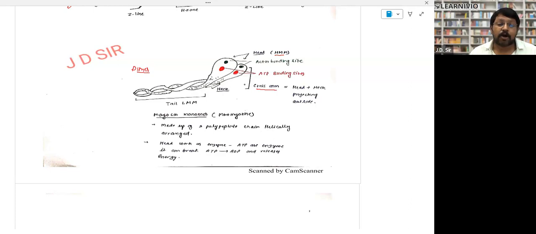This head part is called HMM because it is made up of heavy protein. The full form is heavy meromyosin. There is an actin binding site where actin will bind, and an ATP binding site where ATP will bind. One more thing: the ATP binding site has an enzyme called ATPase, which will break down the ATP. This ATPase enzyme is present at the ATP binding site. This raised part is called the cross arm. It is made up of head plus neck.